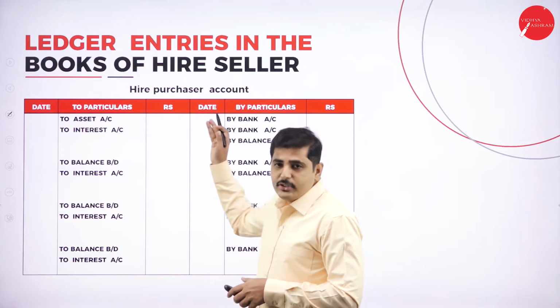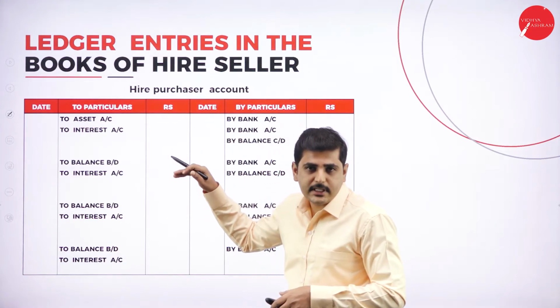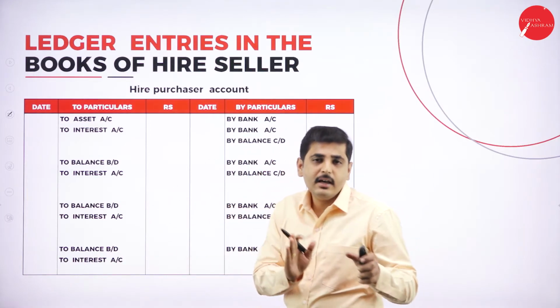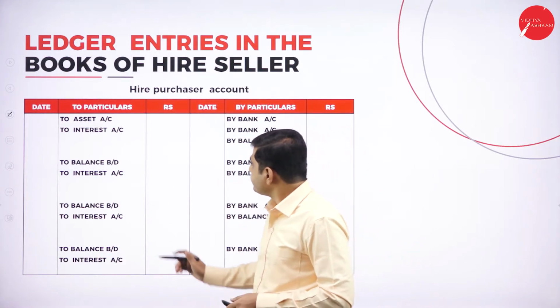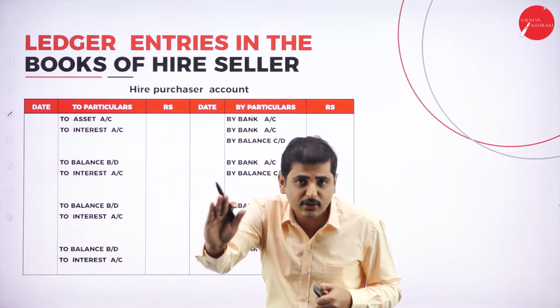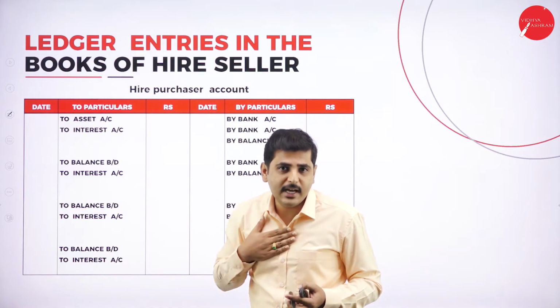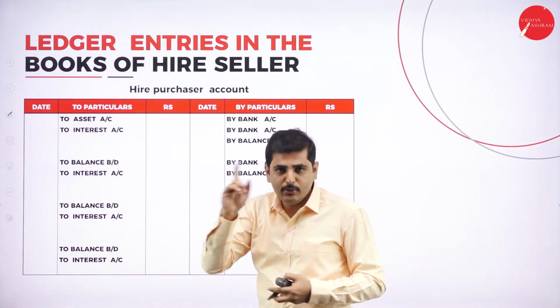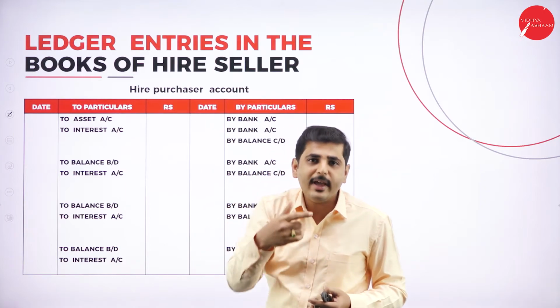So in the books of the hire seller, we have to prepare the hire purchaser account and the interest account. What is the journal entry? Same journal entry, we are preparing the ledger. So the journal entry is hire purchaser account. I am the hire seller, I am selling the asset to the hire purchaser. Let's assume I am the hire seller, you are the hire purchaser. As a hire seller, I am preparing your account. As a hire purchaser, you have to prepare my account.